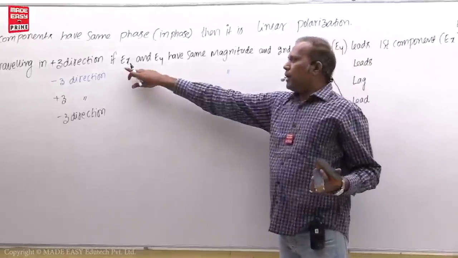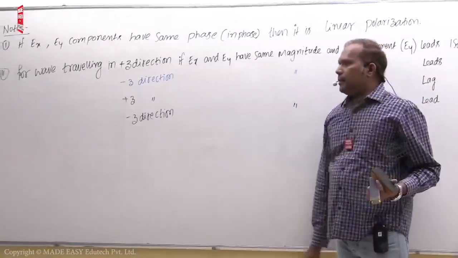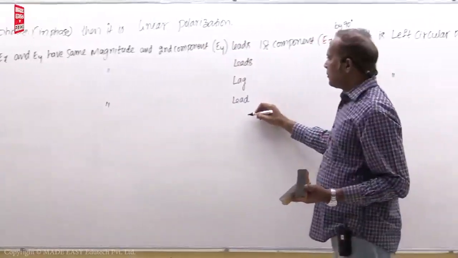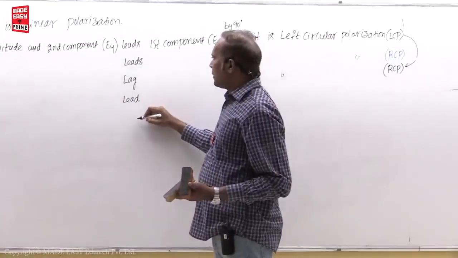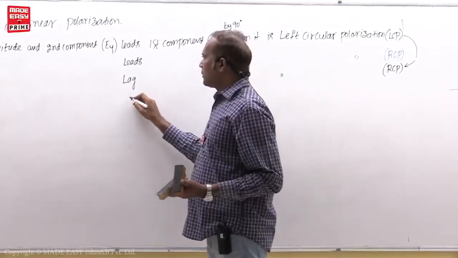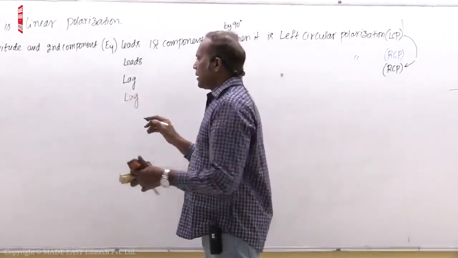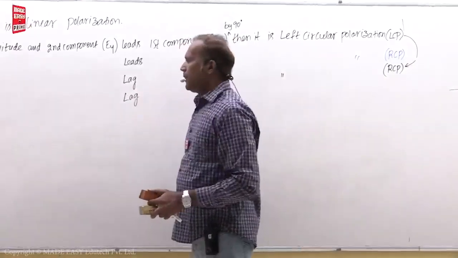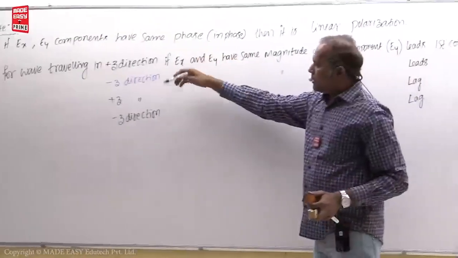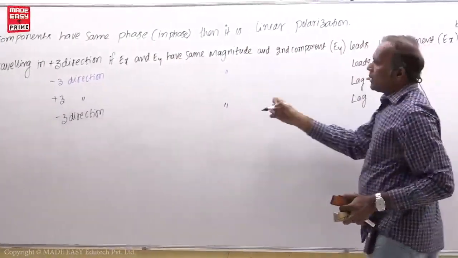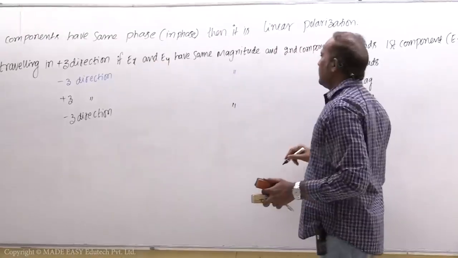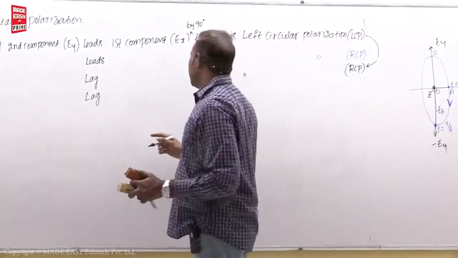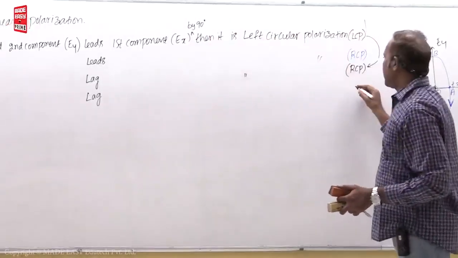Both change: the wave traveling in plus z direction is now traveling in minus z direction, and lead becomes lag. So here the wave direction also changed. For that left becomes right, and again lead changing to lag, then right becomes left again. So once again it is LCP.